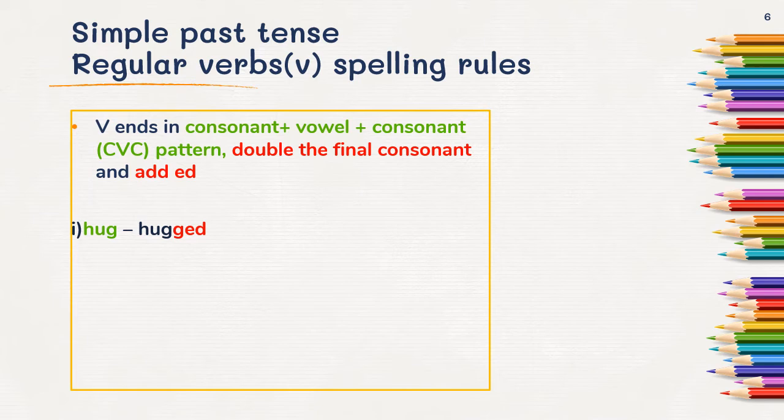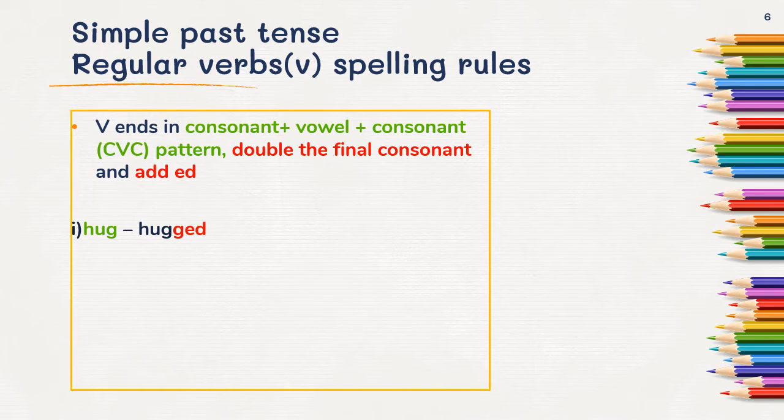For example, hug becomes hugged. So here H is the consonant, U is the vowel, G is the consonant, and G is the final consonant. So we double the G and then we add ed. So மாணவர்களே இங்க பாத்தீங்கன்னா H consonant, U vowel, G consonant. So நான் சொன்ன மாதிரி கடைசியில உள்ள consonant நம்ம டபுள் ஆக்கிக்குவோம். So G னா இன்னொரு G சேர்த்து அப்புறம் நம்ம ed சேர்த்துக்குவோம்.